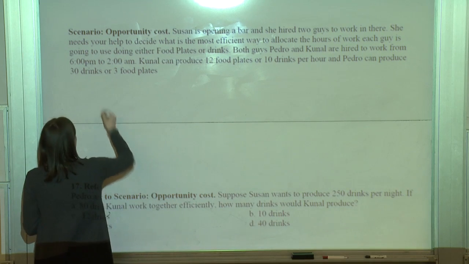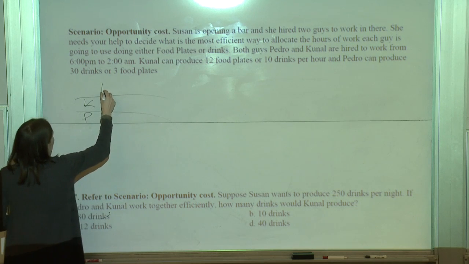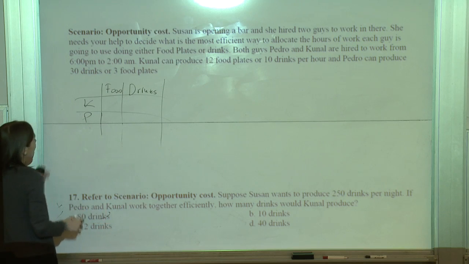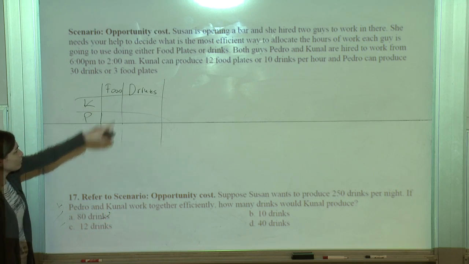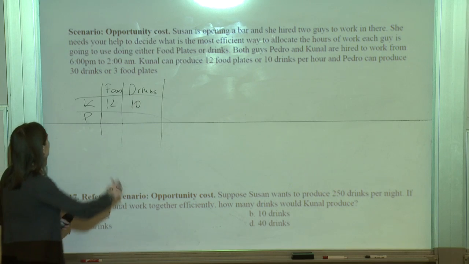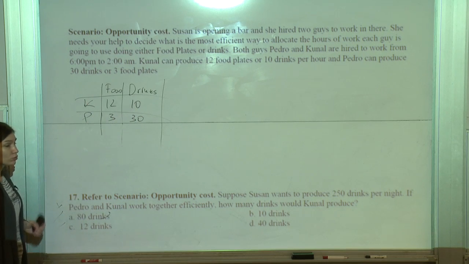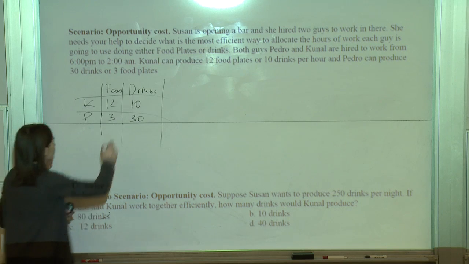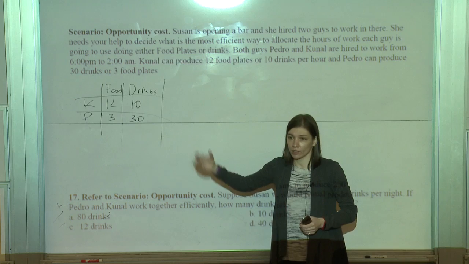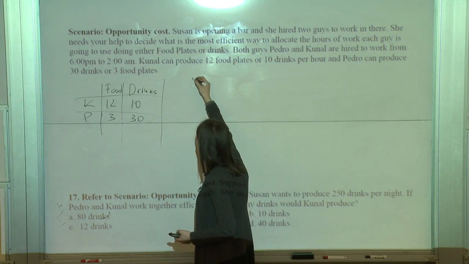So it helps to set up a table. I have the K person and the P person, and they can either produce food or they can produce drinks. Kunal can produce 12 food plates or 10 drinks per hour. And Pedro can produce 30 drinks or 3 food plates. The easiest way to do this is to analyze each person separately. We've seen that a lot when we have countries, and we need to decide which country should specialize in what kind of activity or production. This is exactly the same idea.